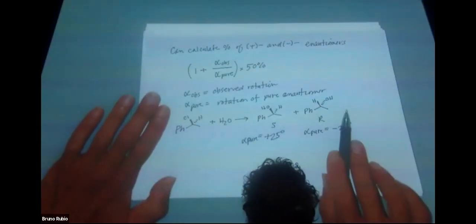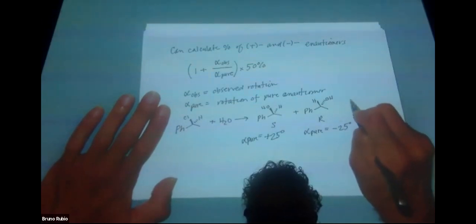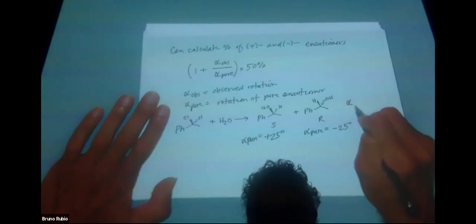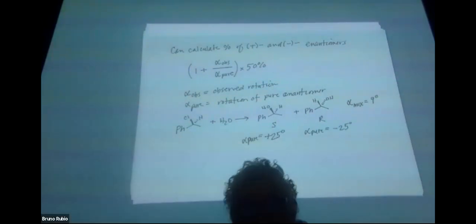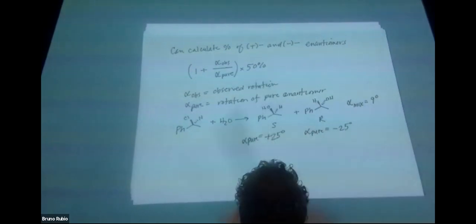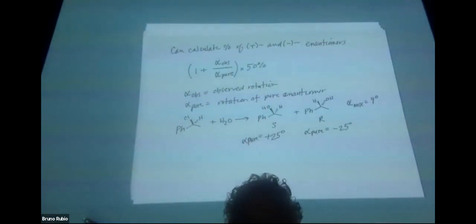Okay, so we did this experiment and we determined that the specific rotation of the mixture is 9 degrees. Okay, so before we do any calculations, before we slam that into this equation, tell me, is there more R or is there more S in the sample? So tell me in the chat. Pure S is plus 25, pure R is minus 25. The mixture that this reaction gives has an observed rotation of 9 degrees. Is there more R or is there more S in the sample?